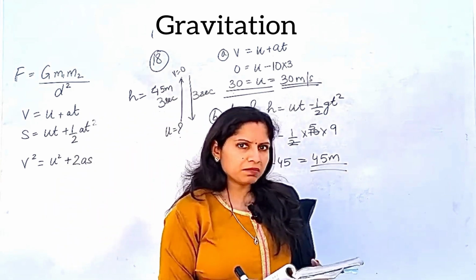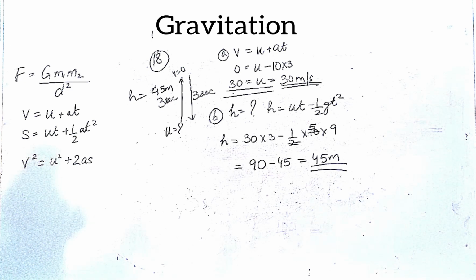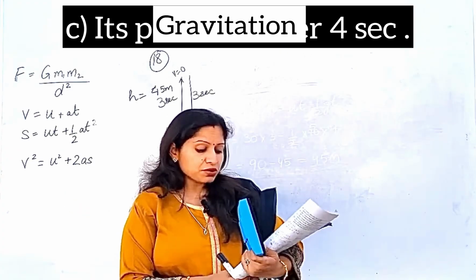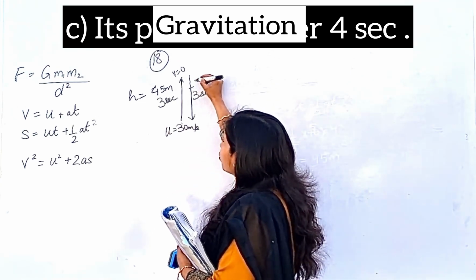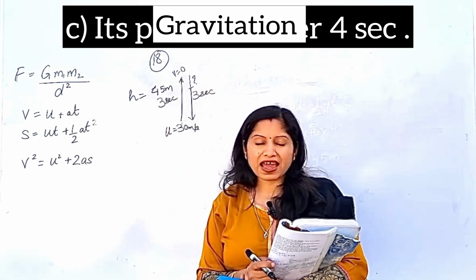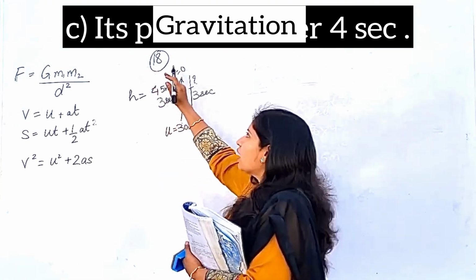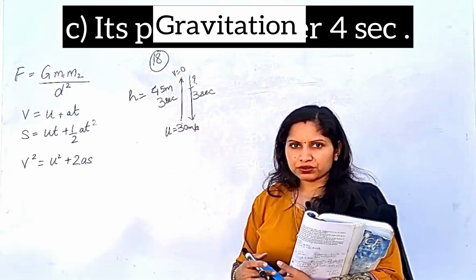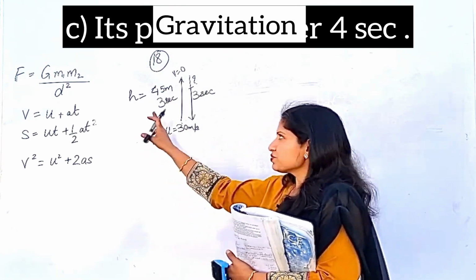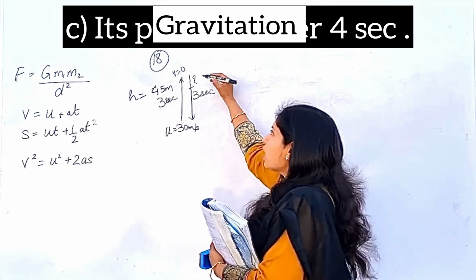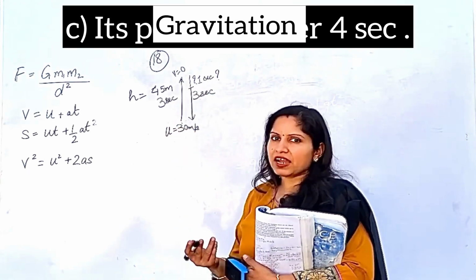The second part also we have done. You can take a screenshot of the two parts so that we can move on to the third part. Its position after 4 seconds. It's asking where the stone is after 4 seconds, at what height. For 3 seconds it was moving up, and after 3 seconds it started moving down. So how much time has it moved down? Out of 4, subtract 3, that is 1 second. So after 1 second, what is the position when it's coming down? That we have to calculate.